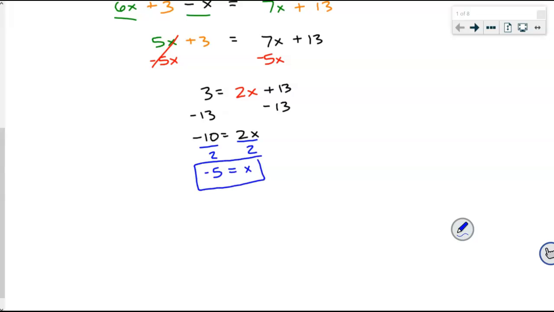Math Practice 6, Attend to Precision. I did have a handful of students who told me that x was equal to 5. Please make sure you're careful with your negatives.